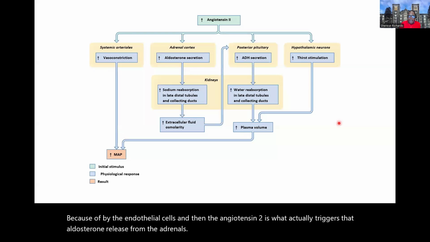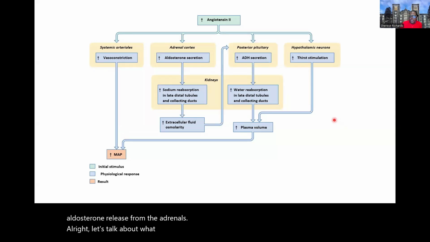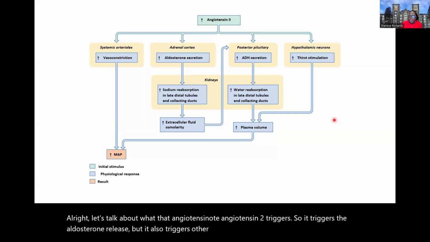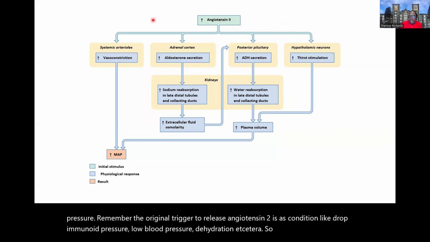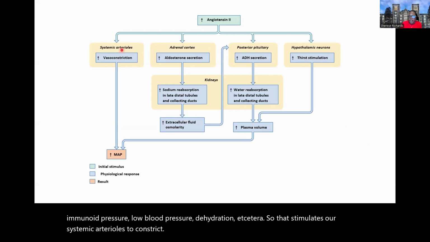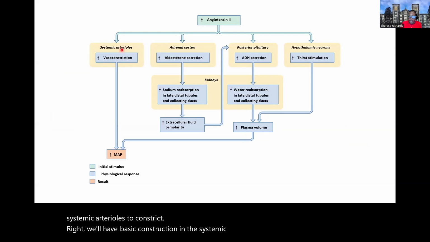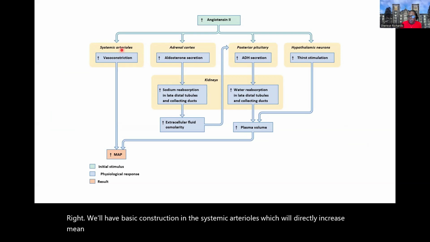All right, let's talk about what the angiotensin 2 triggers. So it triggers the aldosterone release, but it also triggers other things related to a drop in mean arterial pressure. Remember, the original trigger to release angiotensin 2 is a condition like a drop in mean arterial pressure, low blood pressure, dehydration, etc. So that stimulates our systemic arterioles to constrict, right? We'll have vasoconstriction in the systemic arterioles, which will directly increase mean arterial pressure as a result.